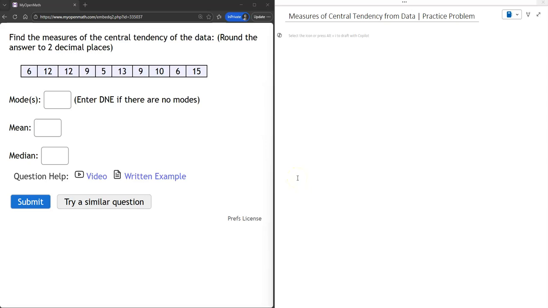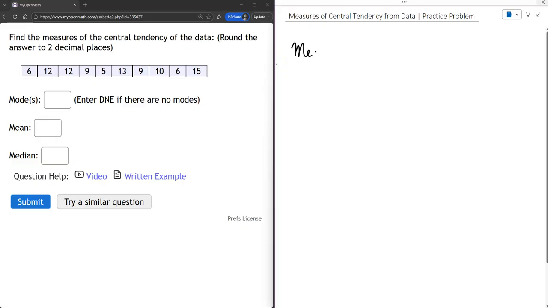In this video, I'm going to show you how to compute various measures of central tendency from a given data set, and we are going to do this problem together. And here's our data, and we're going to find all three measures of central tendency. Let's start with the mean.